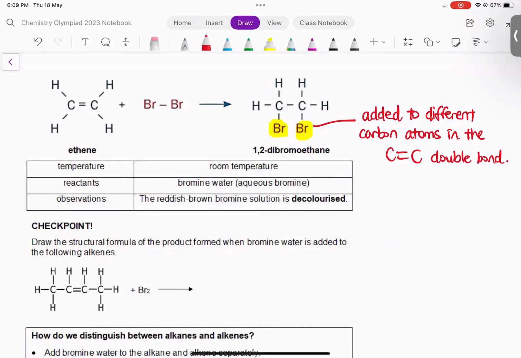So with that in mind, it's easy to draw the final answer. Again, focus on where the double bond is, break the double bond. The double bond was in the center, now you break it to form a single bond. You attach the bromine. Remember what I just said, the bromine is always on different carbon atoms in the double bond. So the 2 bromines are never on the same carbon. And then you just have to fill up the rest. The rest of the molecule you realize actually didn't react.